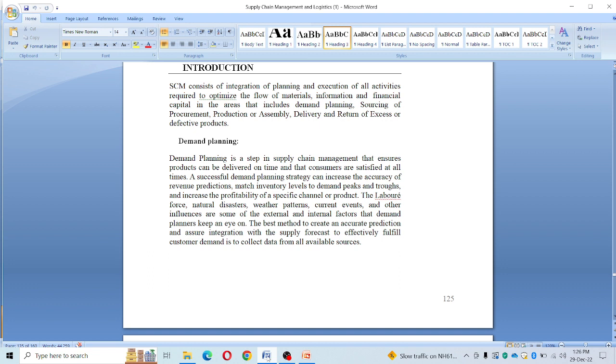Labor force, natural disaster, weather patterns, current events and other influences are some of the external and internal factors that demand planners keep an eye on.